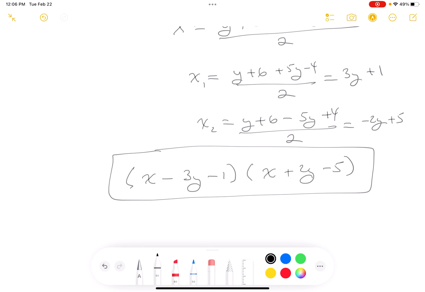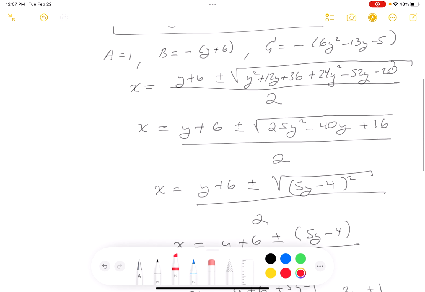All right, it's a long road, right? And you might say, I can't remember. I can't even remember. It happens, right? I can't remember where this came from. Well, we have a key for you. Let's look at the key, and let's see if we got it right. I certainly see that factor, x minus 3y minus 1, in the key. And I see this one over here, which is x plus 2y minus 5.